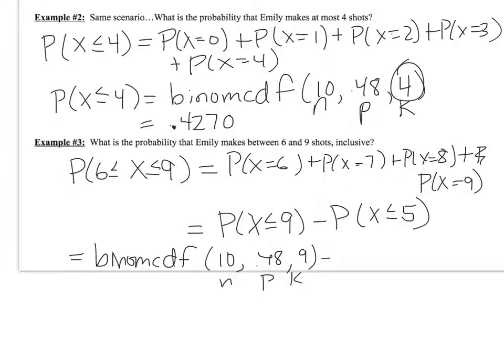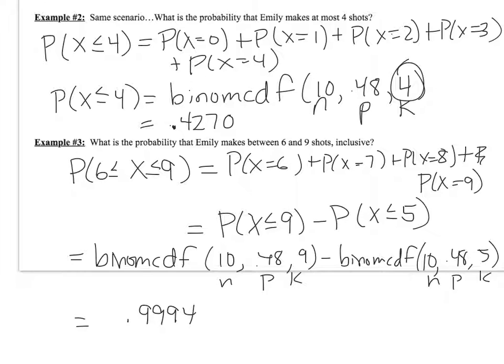We're going to subtract off binom CDF of 10, .48. And now I want to subtract off 5. I don't want to subtract off the 6 because the 6 is included. So I'm only going to go up to that k value of 5. Again, n, p, k. And again, you're going to your calculator here. The first value that you should get from your calculator is 0.9994.